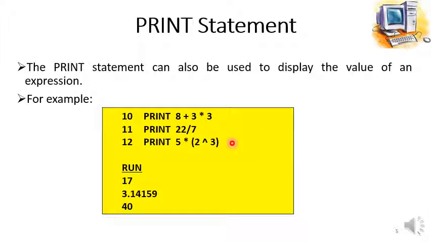So according to the precedence of operators, we know that parenthesis will be solved first. So first we will take the power of 2 as 3, which gives us the value of 8. 2 power 3 is 8, and 5 8s are 40. So this will be the result which is printed by the third print statement. So here we can see that the results of expressions can also be printed with the help of print statement.